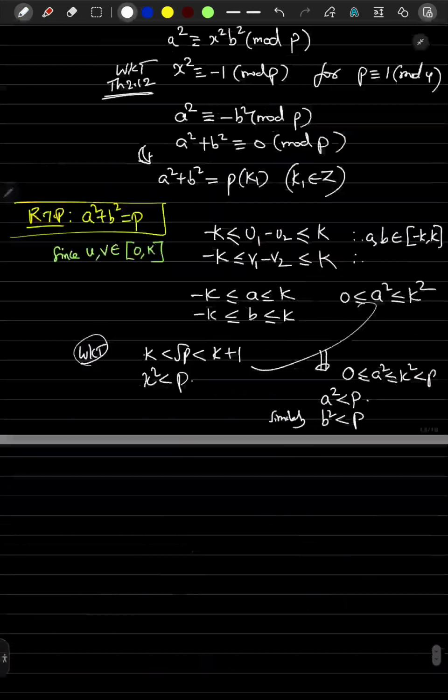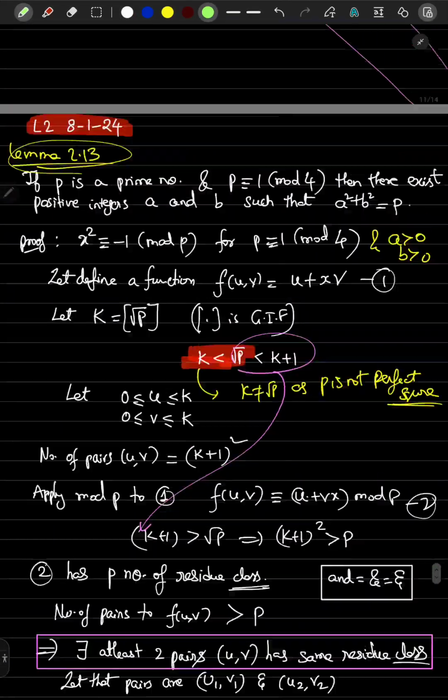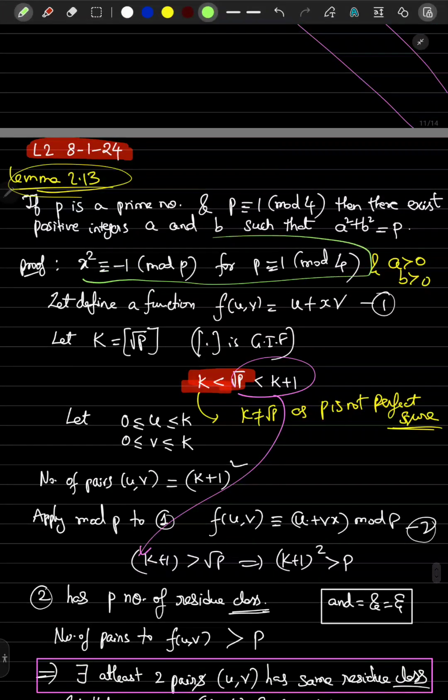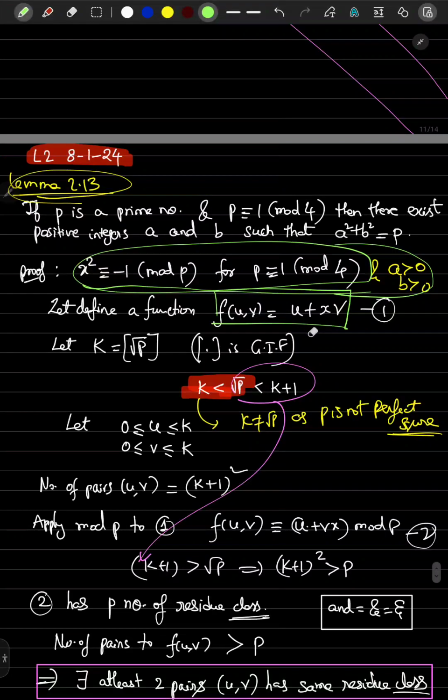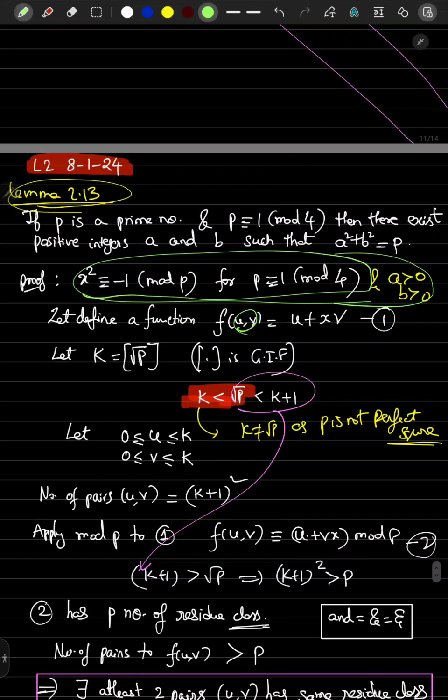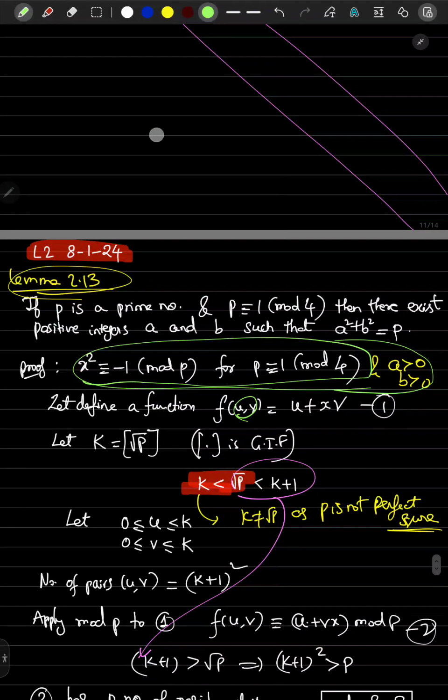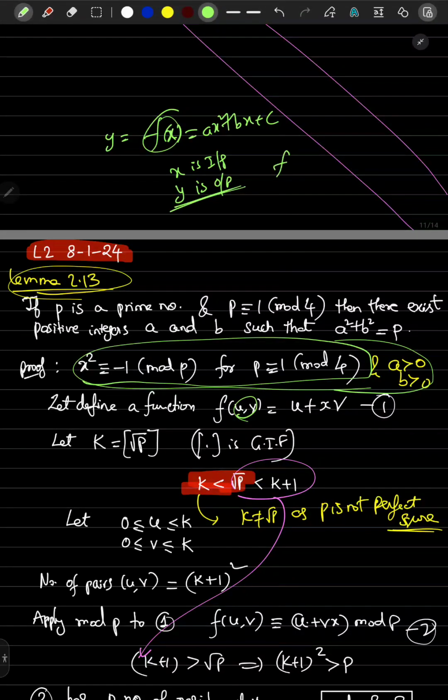So the first step in the proof is that x squared congruent to minus 1 has a solution if and only if this condition holds. Now let's say we define one function. This function has inputs u comma v. What is the value of the function? Just like a quadratic: f of x equals x squared plus bx plus c. Here x is an input, and y is the output.